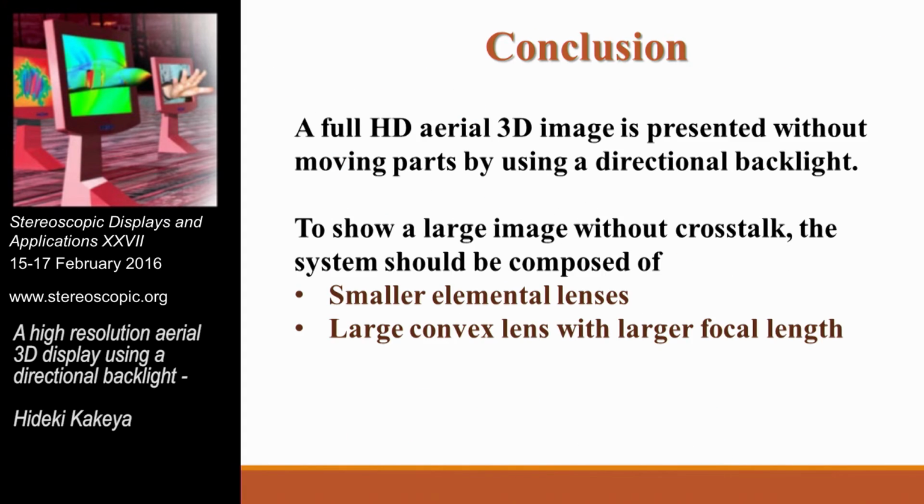So, conclusion: a full HD aerial 3D image is presented without moving parts by using directional backlight. And to show a large image, we have crosstalk, as I said; smaller elemental lenses and use of a convex lens with larger focal length is effective.